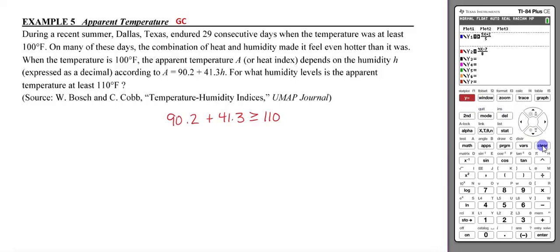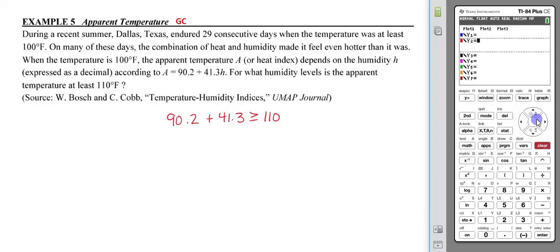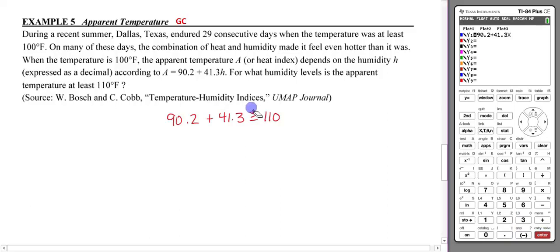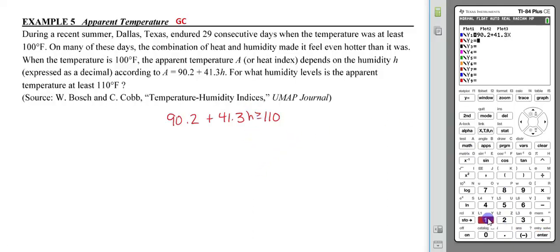What we'll do is put this into the y equals of our calculator. So we have 90.2 plus 41.3 x. I didn't write my x over here, my h in the problem. And we want 110 for the other side.